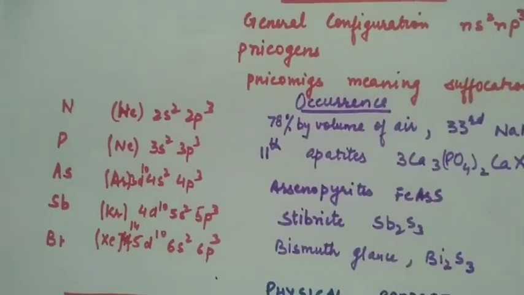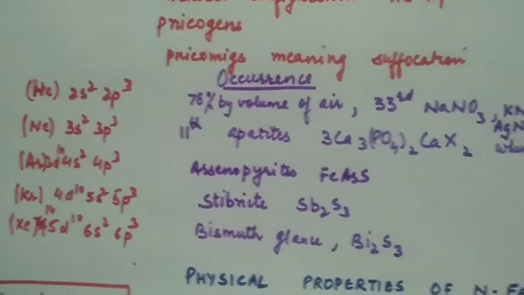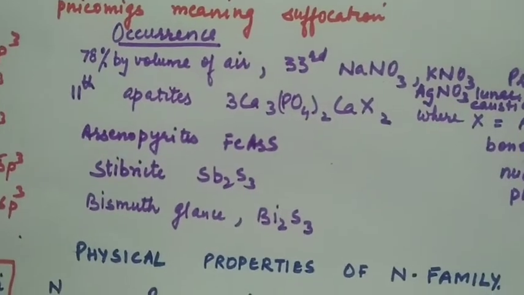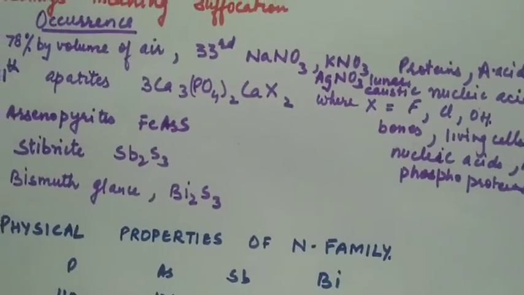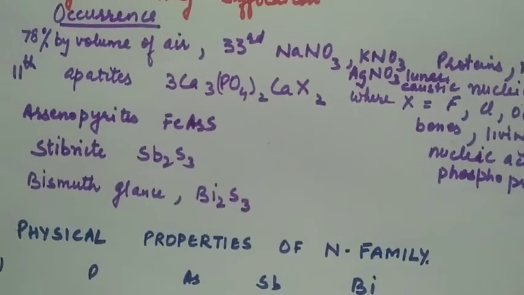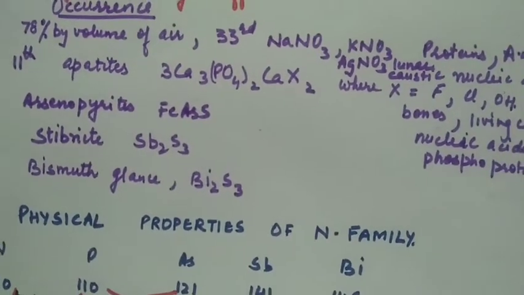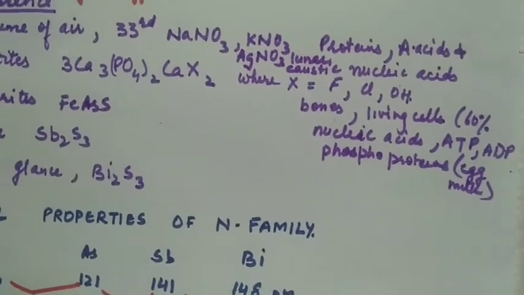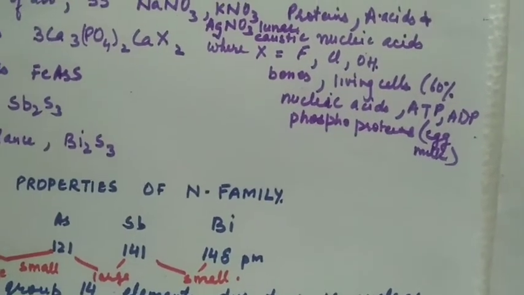Phosphorus is the 11th most abundant element. It belongs to apatites, having the formula 3 calcium phosphate, Ca3(PO4)2, and CaX2, where X can be fluorine, chlorine or hydroxide. If it's fluorine, the ore will be called fluorapatite. If it's chlorine, chlorapatite. If it's hydroxide, it is called hydroxyapatite. Phosphorus is also a constituent of bones, living cells, nucleic acids, ATP, ADP, phosphoproteins.